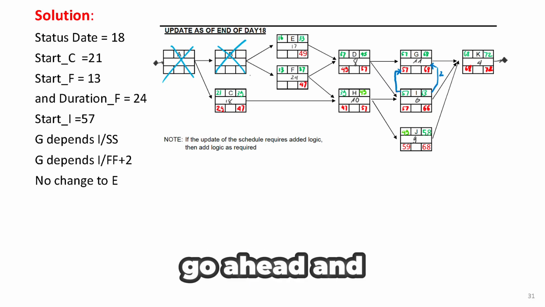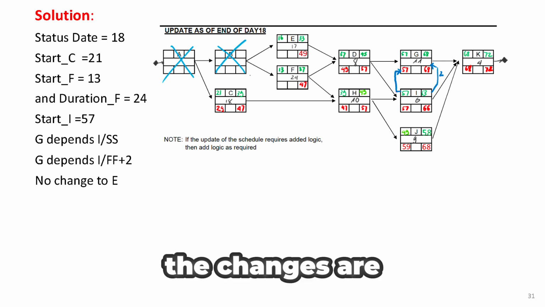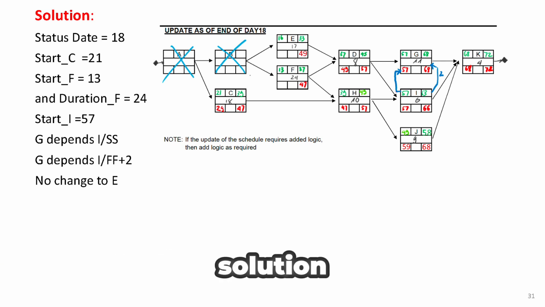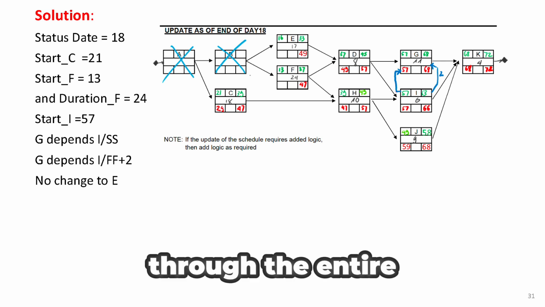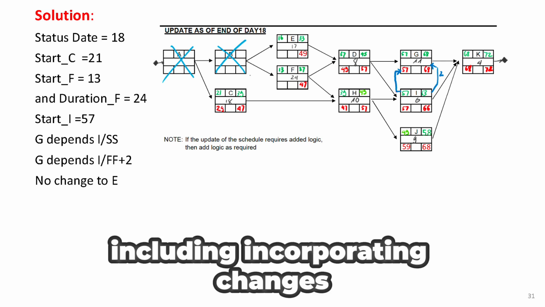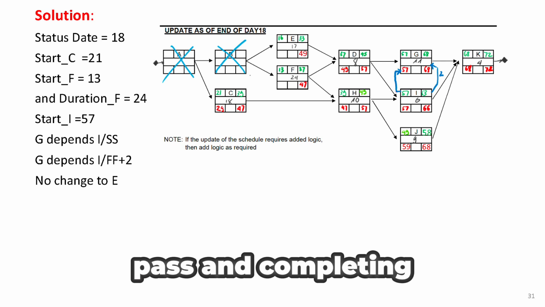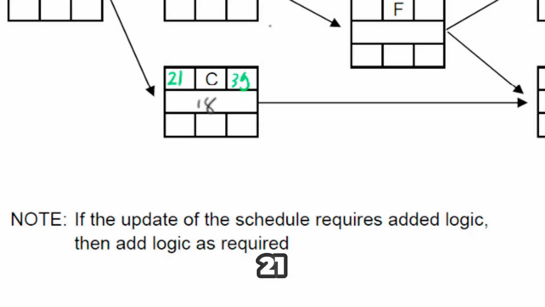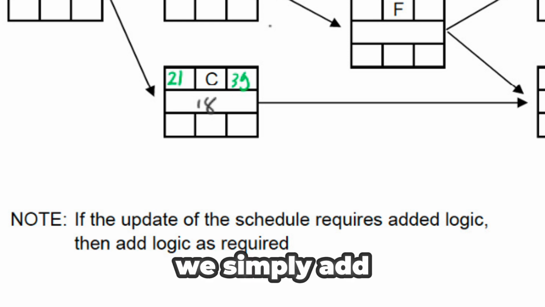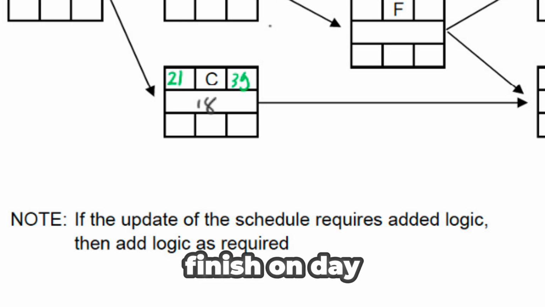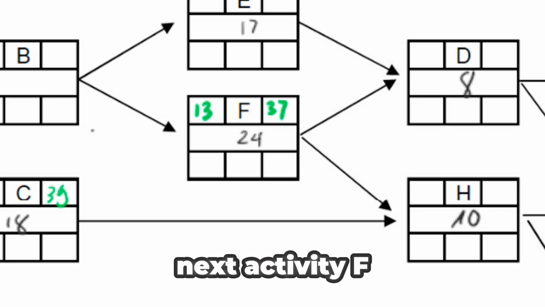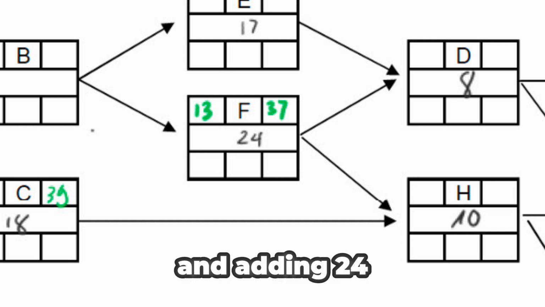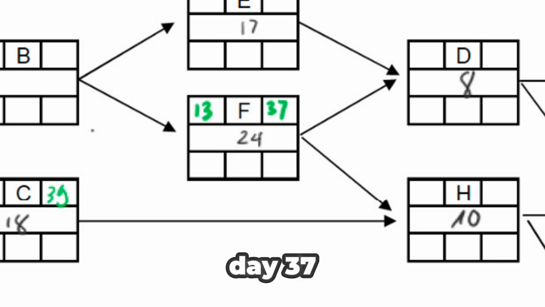Alright, let's go ahead and integrate the changes into the network. The changes are summarized on the left, while the figure on the right presents the complete solution. Now, let's walk through the entire process, including incorporating changes, performing the forward pass, and completing the backward pass. Starting with Activity C, its new start is day 21. Since there's no change in duration, we simply add 18 days, which gives us a finish on day 39. Next, Activity F has a new duration of 24 days. It starts on day 13, and adding 24 days brings its early finish to day 37.